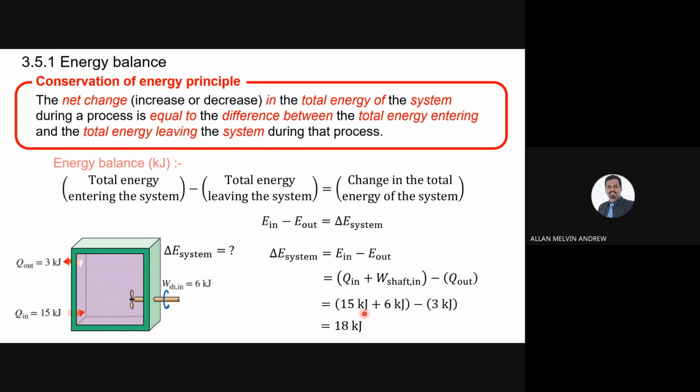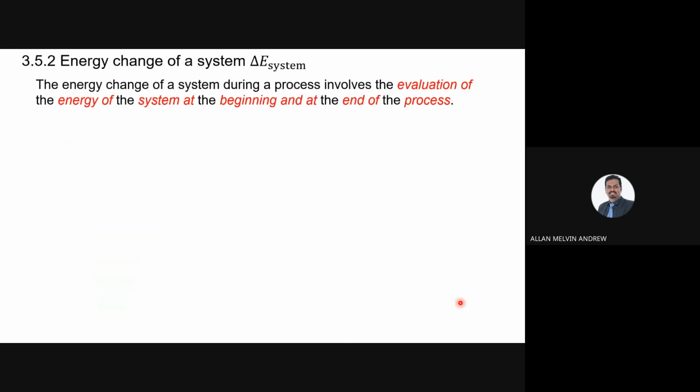That's why I always encourage, instead of writing 15 plus 6, put 15 kilojoule plus 6 kilojoule minus 3 kilojoule. So the change in the system total is 18 kilojoule. Okay, so I think it's quite direct. It's just plus and minus.